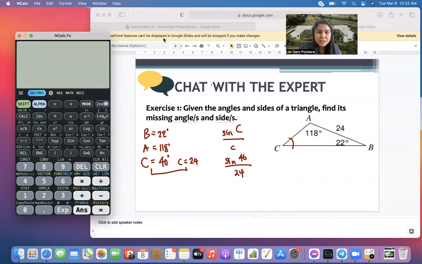Now, let's start solving for side A. So we have sine A over A. So sine 118 over A. And while I solve here, you also solve individually and you type your answer in the chat box.